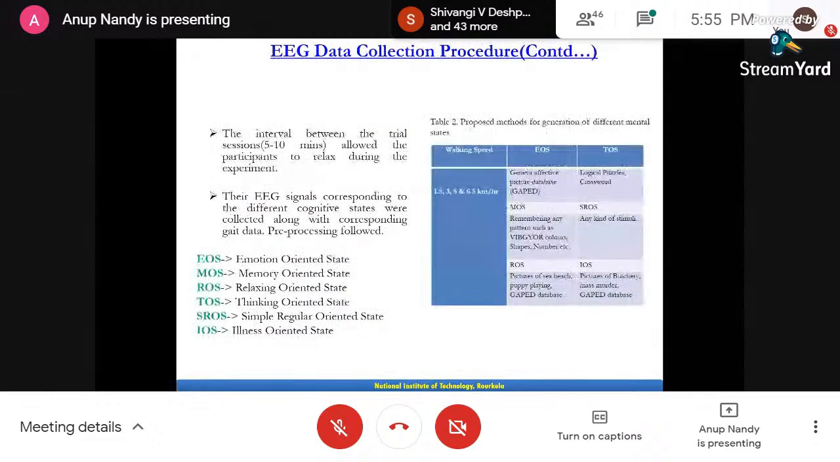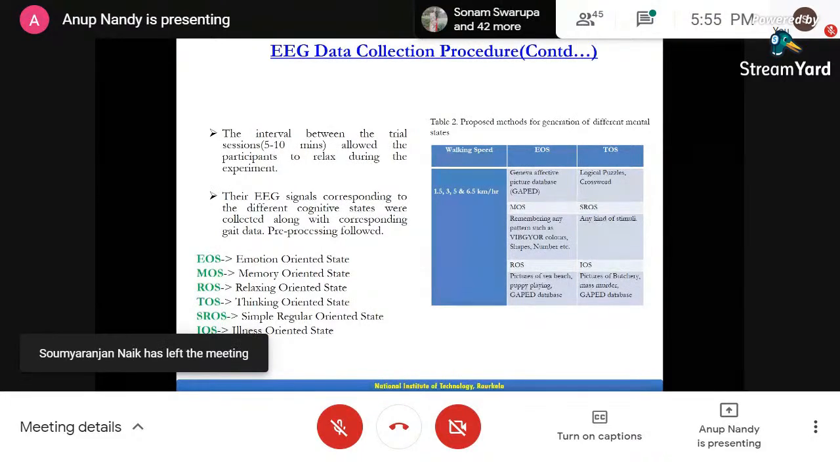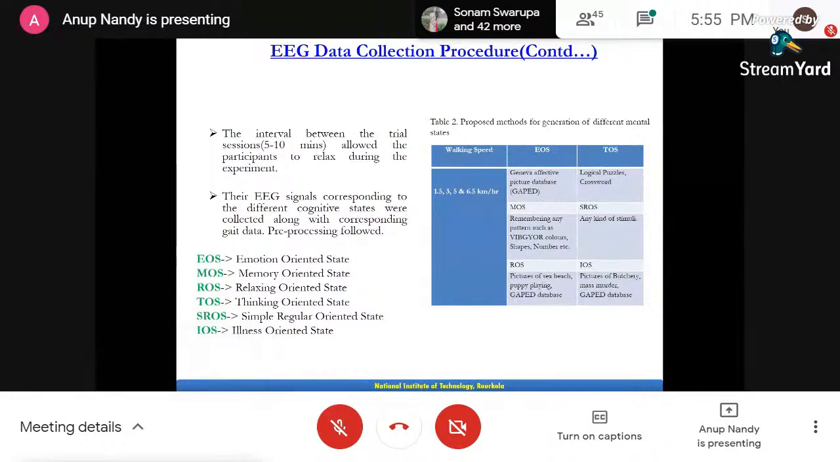One is emotion oriented states. How are we going to capture the emotion oriented state? The person is watching some projected external stimuli. Suppose I am showing the Geneva Affective Picture Database. The pictures scroll one by one, and at that time data is being captured. So that mental state is designated as the emotion oriented state.